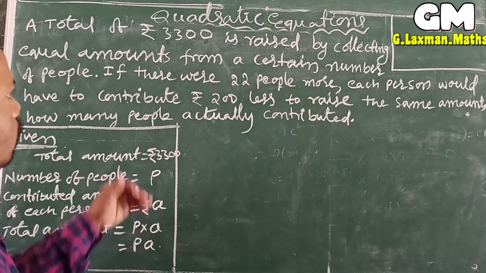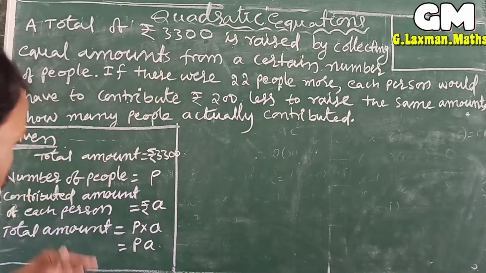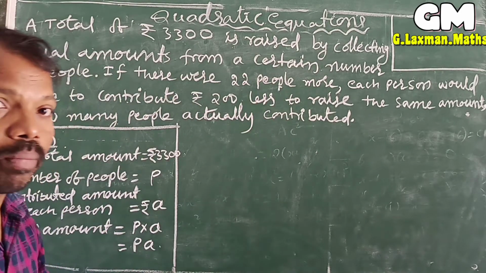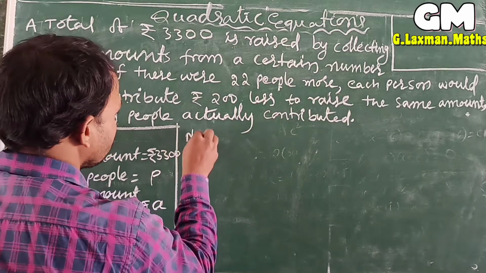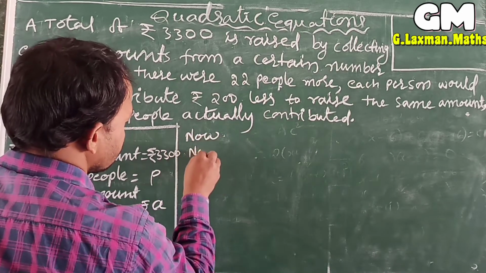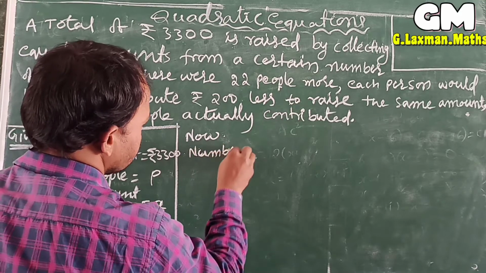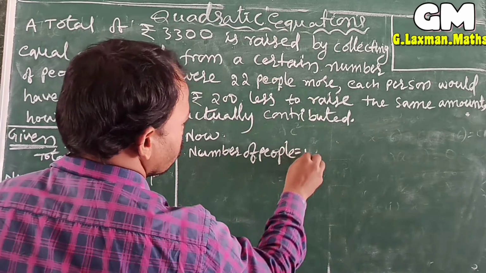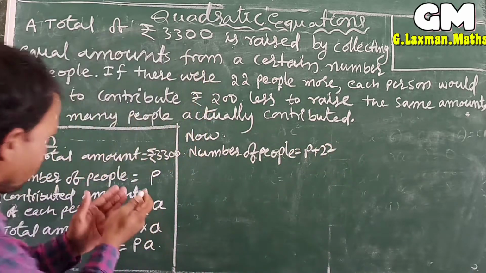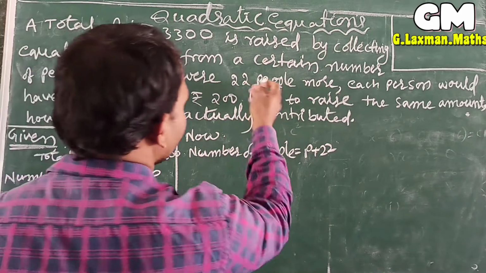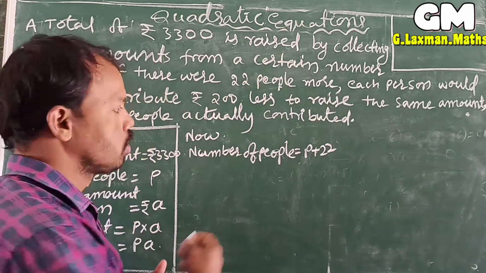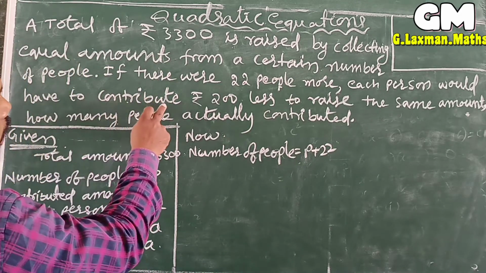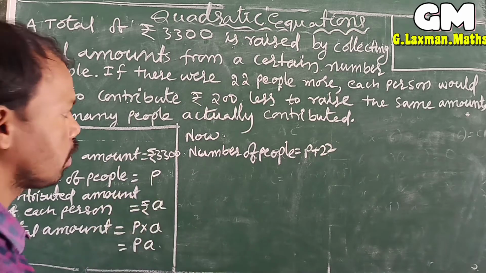Okay, now 22 people are more. How many people are there here? P people. How many people are joined? 22. So now the number of people is P plus 22, because previously we had P people, and now 22 people are added to them. And how much less do they contribute? 200 rupees less.